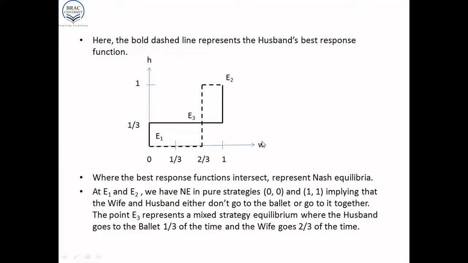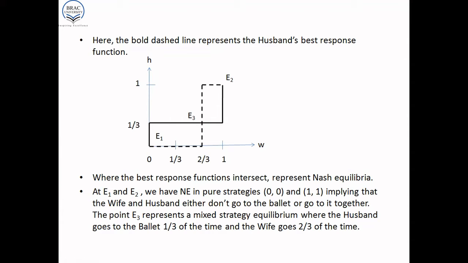So once again, when W is exactly equal to 2/3, the husband can set any probability between 0 and 1. So this is the vertical section. When W is less than 2/3, the husband should set a probability of 0. So this is the horizontal section. And when W is greater than 2/3, the husband should set a probability anywhere between 2/3 and 1, which is this horizontal dashed line.